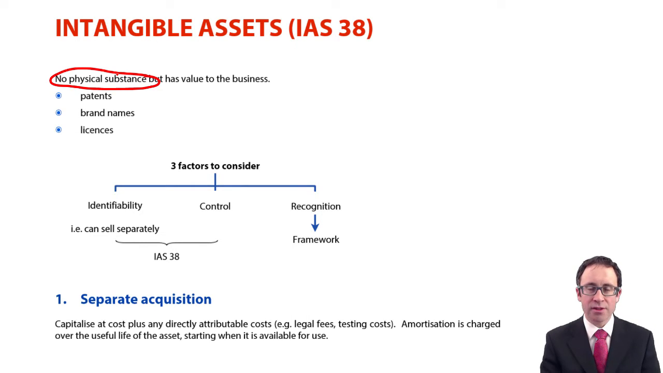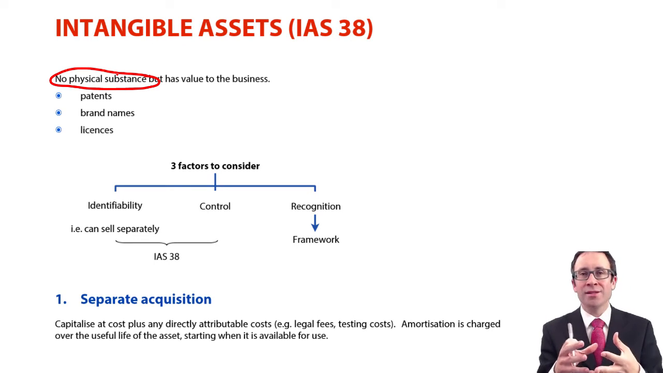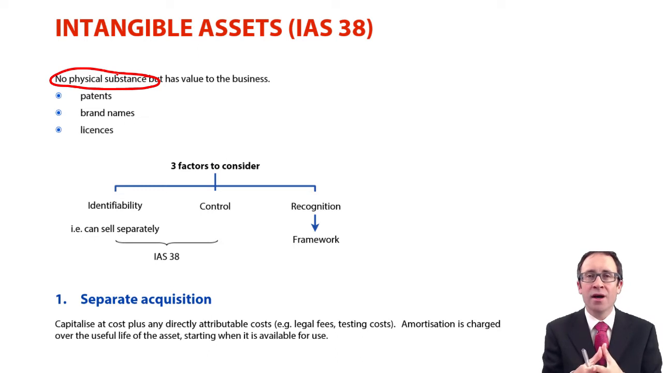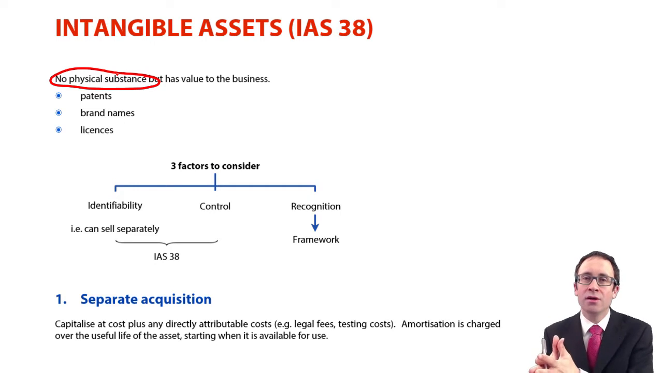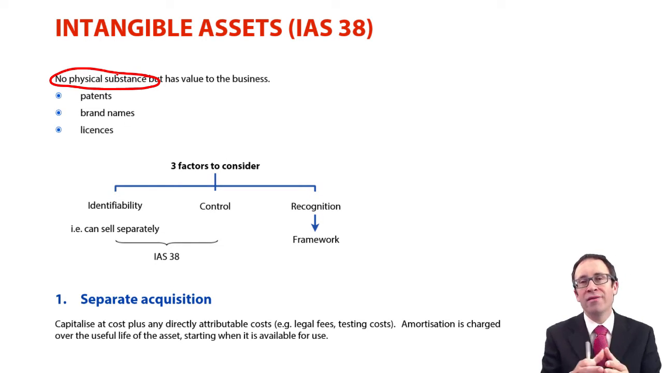Okay. So in terms of identifiability, obviously we need to make sure that it has no physical substance, but in order for it to become an intangible asset under IAS 38, you need to be able to sell that intangible separately from the rest of the business. So if you're thinking about a patent, you have the right to that idea over a period of time. You can sell that patent on to somebody else without having to sell the entire business.